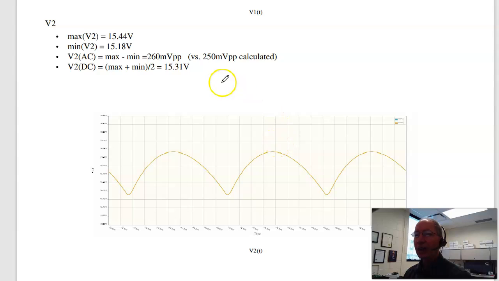At V2, I designed for 250 millivolts peak to peak. I actually got 260 millivolts peak to peak. Got a little bit wrong. V1 is wrong, so likewise V2 is going to be wrong, but it's close. If you want to get closer, I can use this and iterate. I've got too much ripple. I need to make C2 a little bit smaller. But that's homework set number 3 for ECE 320.